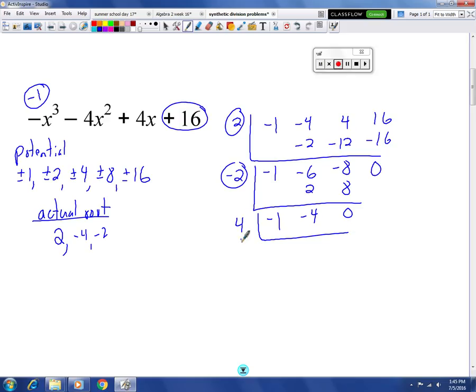And let's try the positive 4. Try it again. Positive 4, negative 1. 4 times a negative 1, that's a negative 4. It didn't quite work there. So let's try the negative 4. Negative 1, and negative 4 times negative 1 is a positive 4. It's 0. So there's our 3 roots.